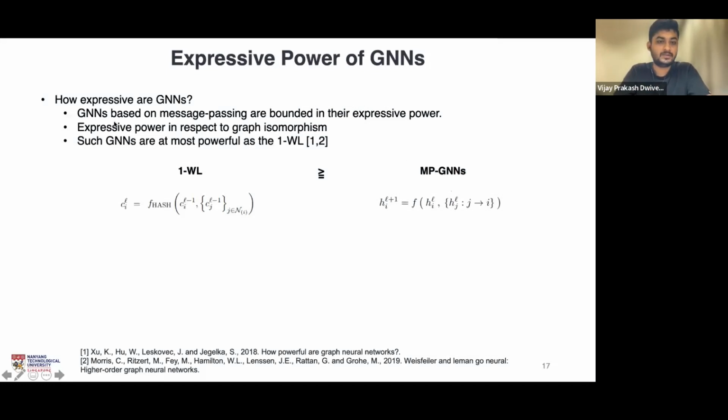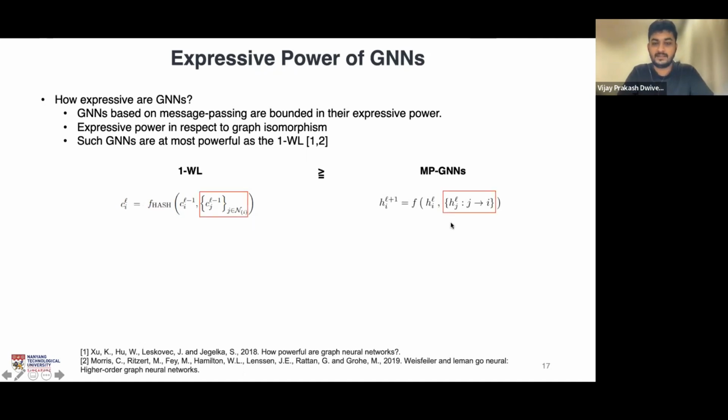We'll see how. It was shown in these two works by Keyulu Xu and co-authors and Christopher Morris and co-authors that the expressive power of GNNs is bounded. The expressive power of GNNs that are based on message passing is bounded. They're not universal. This expressive power can be measured in terms of graph isomorphism. As such, these GNNs are at most as powerful as the 1WL. So we have this condition where the message passing GNNs' expressivity is less than or equal to the 1WL. We'll see how these two are related and why this condition is present.